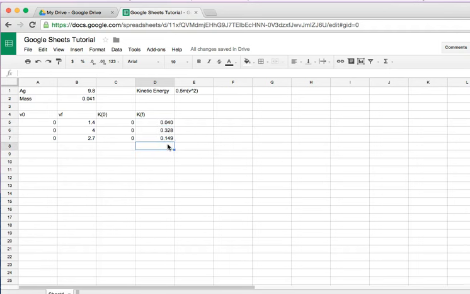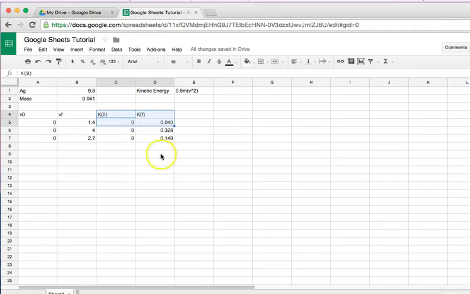I get 0.04, 0.328, and 0.149, okay? That's just one way to make sure your data looks clean and ready to go. So now I'm ready to make a graph. Let's say I want to look at the graph of kinetic energy initial and kinetic energy final, and I want to look at just trial 1.